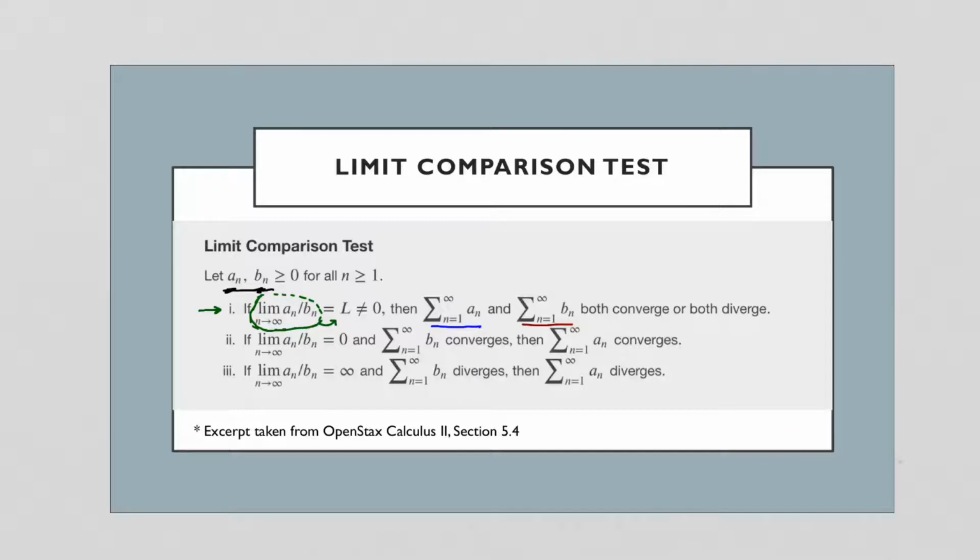That is, if we have a series a sub n and a series b sub n, and we take the limit as n goes to infinity of a sub n divided by b sub n, and we result in a limit that is a finite number not equal to 0, then a sub n and b sub n will both converge or they will both diverge. So whatever b sub n does, a sub n also does. Let's take a look at an example to show you how the limit comparison test is put into use.